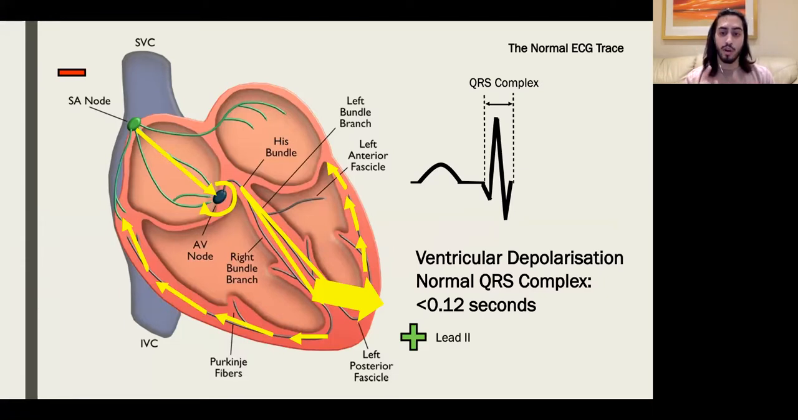A normal QRS is less than 0.12 seconds. This is very important because we're going to be talking about things like bundle branch blocks and other things that can basically broaden your QRS, and hypertrophies that can actually increase the magnitude of your QRS. If you see any QRS problems on the ECG, you know there's a problem with ventricular depolarization. Okay.